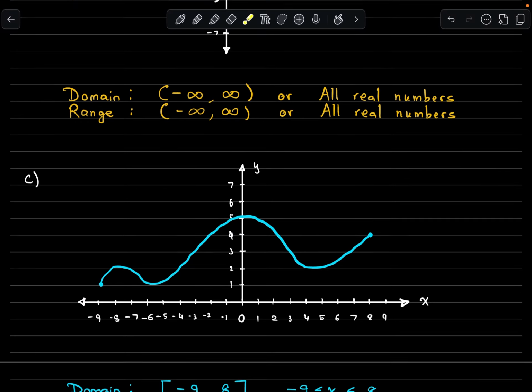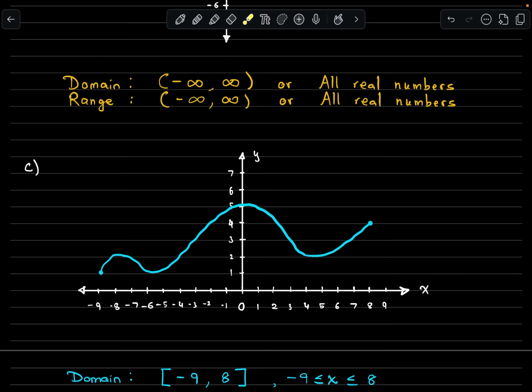So we can still give this as an interval. So we're including negative 9, and we're including 8. So written in interval notation, this will be with brackets from negative 9 to 8. Or you can say x is going to be greater than or equal to negative 9 and less than or equal to 8 simultaneously.